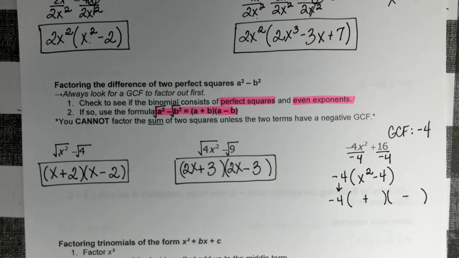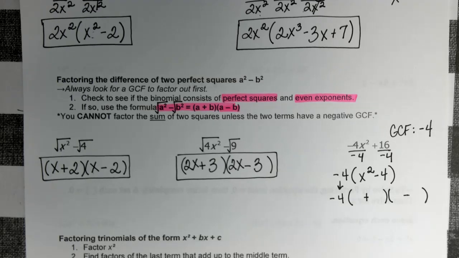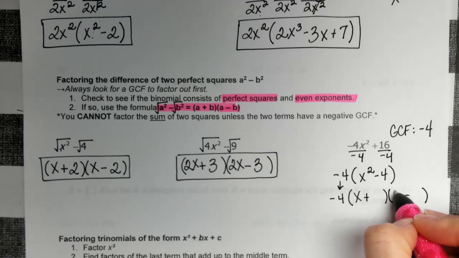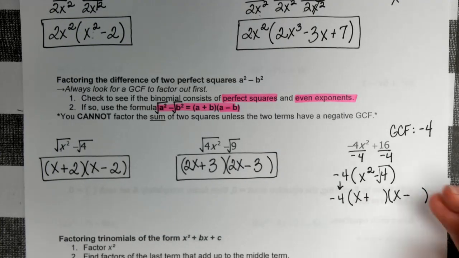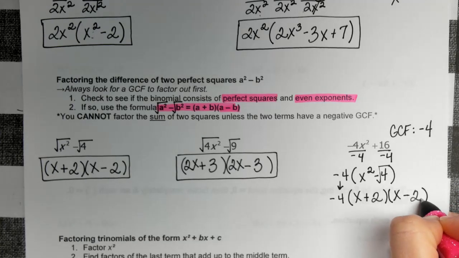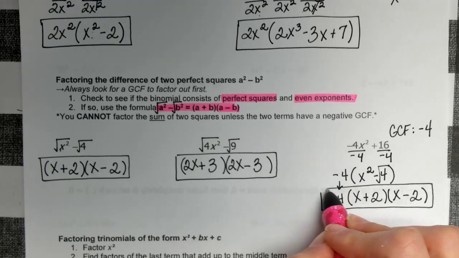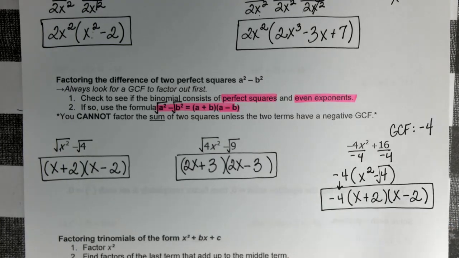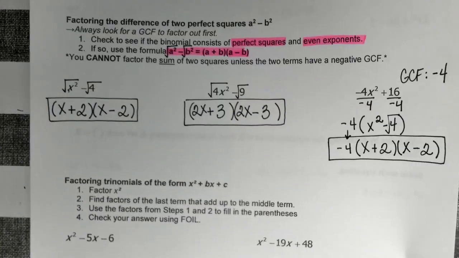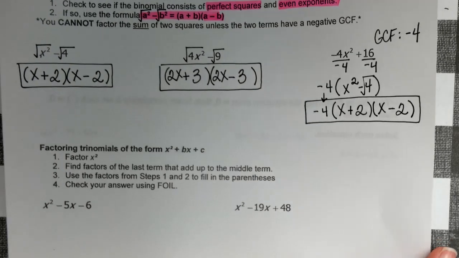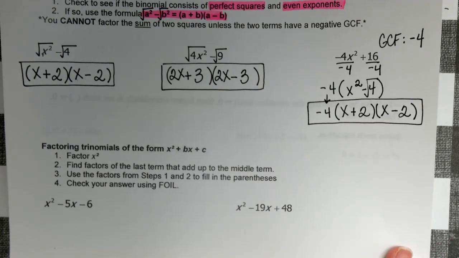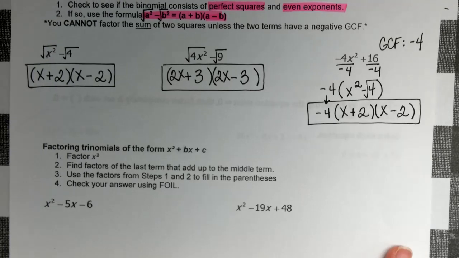One's a plus, one's a minus. Okay, my x squared splits x and x. Square root of 4 is 2. So negative 4 times x plus 2 times x minus 2 is my answer. Y'all good with that? We have questions so far?